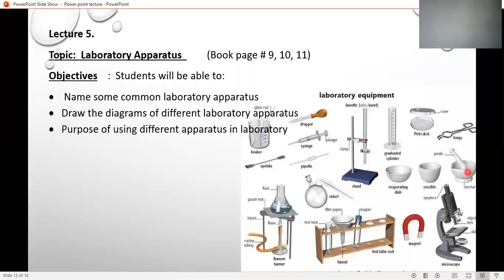So the last topic of this chapter is laboratory apparatus, because we are talking about the laboratory. Before going to the laboratory, we talked about the rules, and now we are in the laboratory. We just saw the symbols of the hazardous chemicals, and we are going to see the apparatus as well. Once we are back in school, we'll visit the laboratory and see the hazardous chemical symbols and the common laboratory apparatus. We will name some common laboratory apparatus, draw different diagrams, and learn what purpose we use them for.